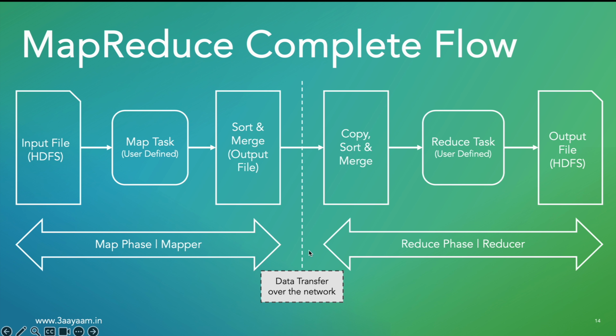In the copy phase, data is getting transferred over the network. After that, the framework sorts and merges the files based on the key values or key ranges. And then the user defined reduce task is run on top of it. And finally, the output is written to the distributed storage like HDFS. Instead of HDFS, it can be S3 also, for both the input file and the output files.